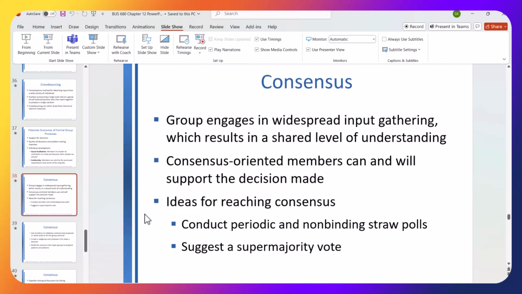Consensus. The group engages in widespread input gathering, which results in a shared level of understanding. Consensus oriented members can and will support the decision made. Ideas for reaching consensus: conduct periodic and non-binding straw polls, suggest a supermajority vote.